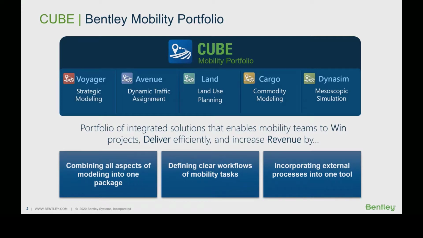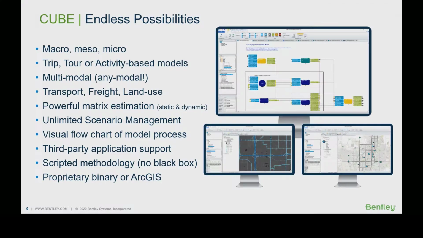These are all the applications that sit within the Cube Suite, the actual desktop product that you install. So you've got the Voyager Strategic Modeling, Avenue for Dynamic Traffic Assignment, Cube Land, Cube Cargo, and Dynasim. We've got the macro, meso, micro. We can do trip-based, tour-based, activity-based models, multimodal. It doesn't matter what the mode is, you can program it in. We've got transport, obviously, freight, land use.